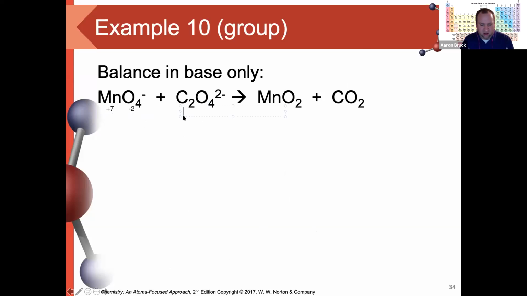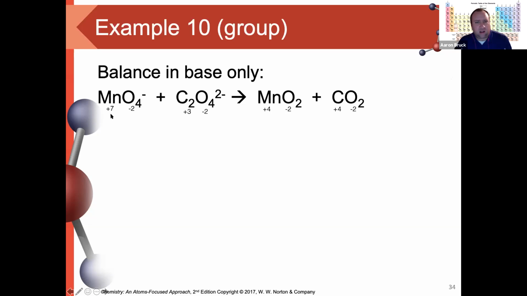In the oxalate ion, the carbon is +3 and the oxygen is -2. For the manganese dioxide, +4 for the manganese, -2 for the oxygen, and then +4 for the carbon, and -2 for the oxygen in carbon dioxide. So these are our values.